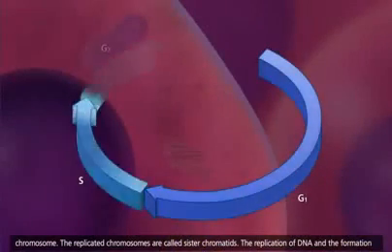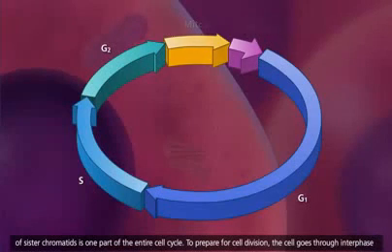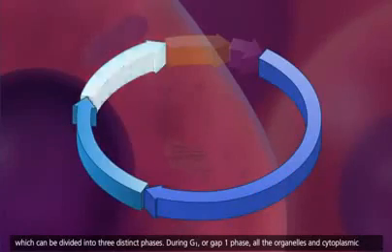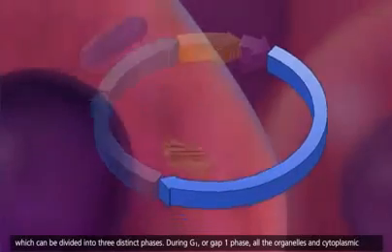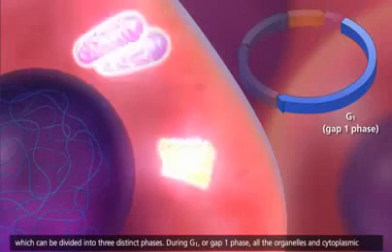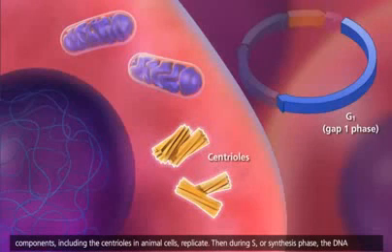The replication of DNA and the formation of sister chromatids is one part of the entire cell cycle. To prepare for cell division, the cell goes through interphase, which can be divided into three distinct phases. During G1 or gap1 phase, all the organelles and cytoplasmic components, including the centrioles in animal cells, replicate.